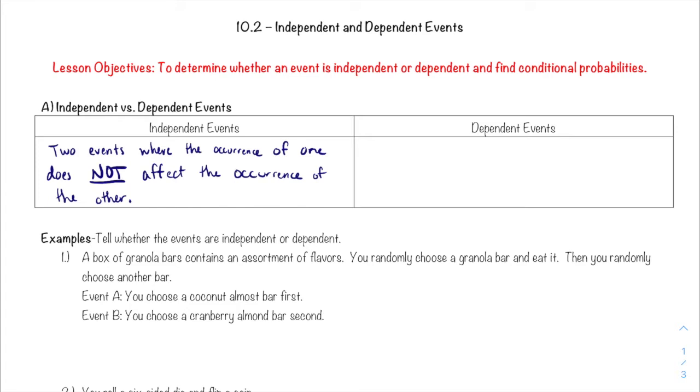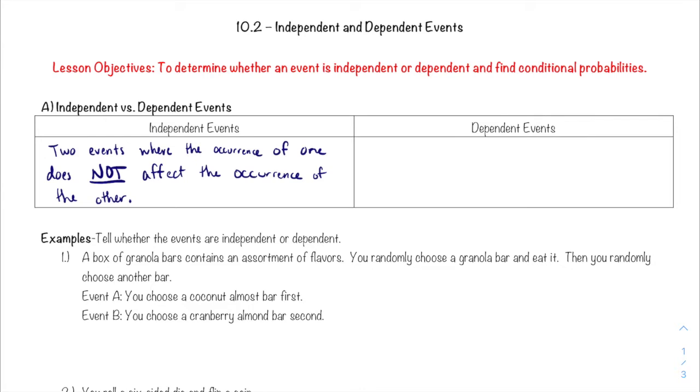In terms of probability, you might be talking about something like rolling a die and flipping a coin or picking a card out of a deck. And so we'll talk about what that means. If I were to pick a card out of a deck and then roll a die, whatever I chose, if I chose a queen, wouldn't have anything to do with what I would roll on the die. And so those are independent events.